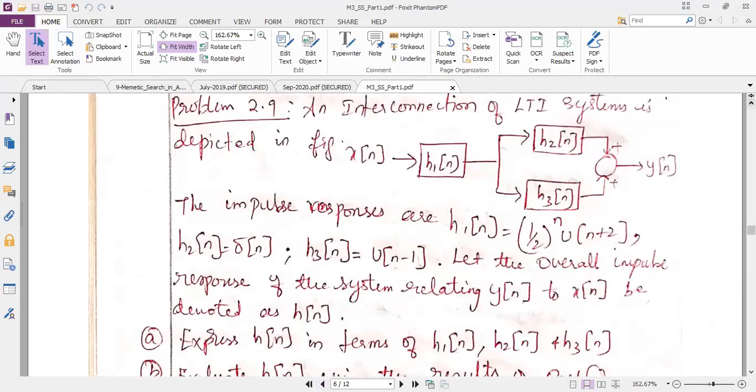Now take this last problem, which is also taken from the prescribed book. An interconnection of LTI systems is shown in the figure.